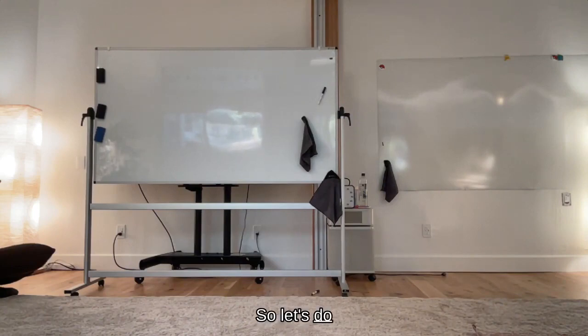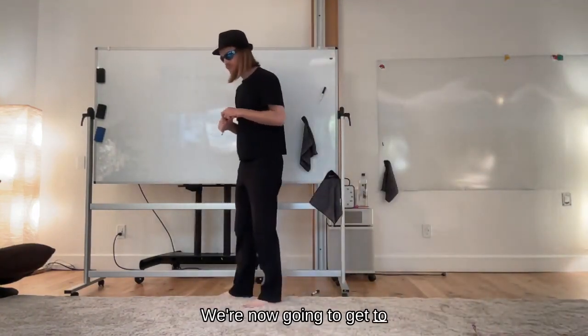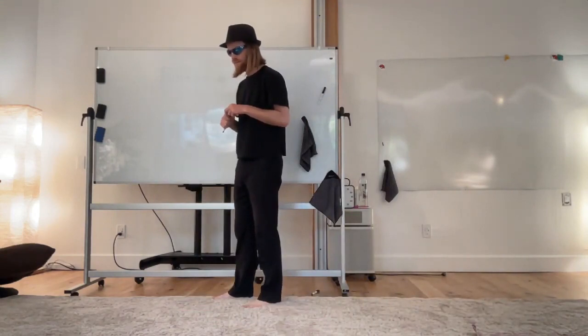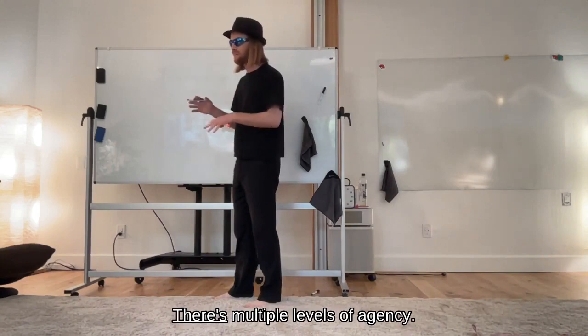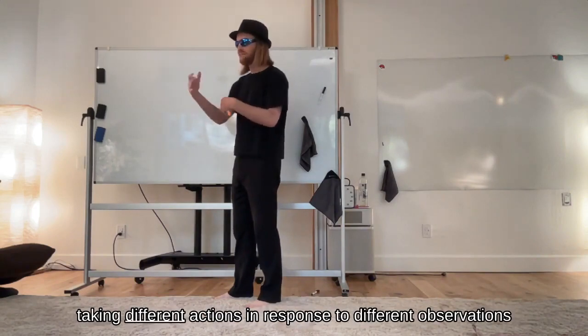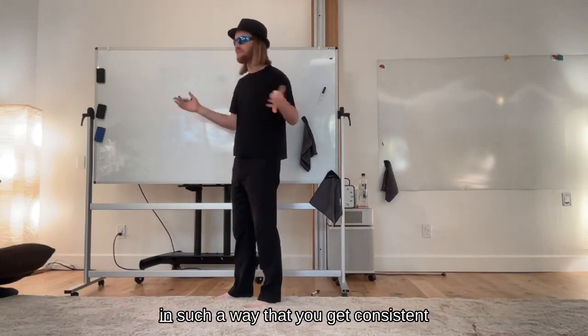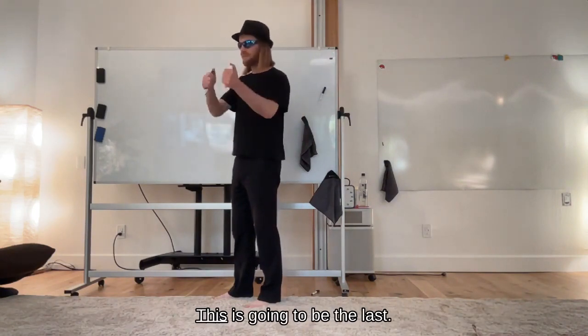So let's do the cloud picture. We're now going to get to the highest level thing that I would think of as a concept of agency. There's multiple levels of agency. The lowest level was just taking different actions in response to different observations in such a way that you get consistent outcomes. That one we did very early. This is going to be the last.